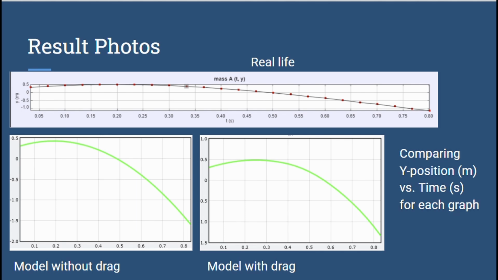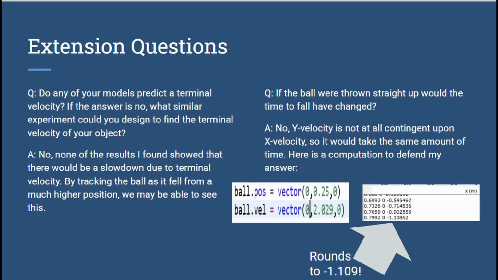And then for some of these extension questions: Do any of your models predict the terminal velocity? If the answer is no, what similar experiment could you do? I said no, none of the results I found showed that there would be a slowdown to the terminal velocity, because the velocity is consistently increasing in the y direction. But by tracking the ball as it fell from a much higher position, we may be able to see this take effect.